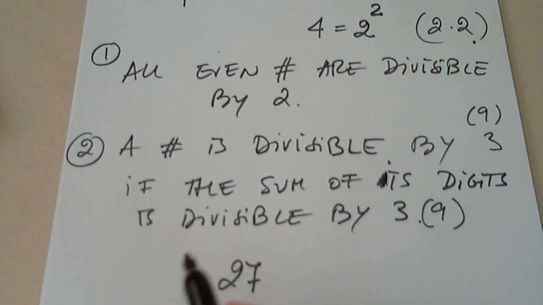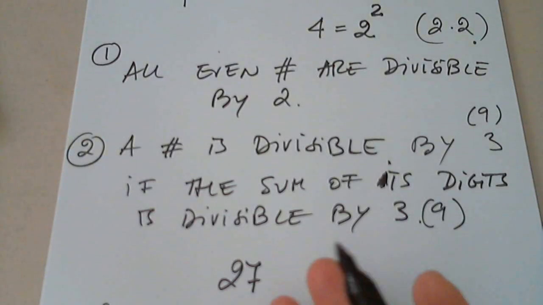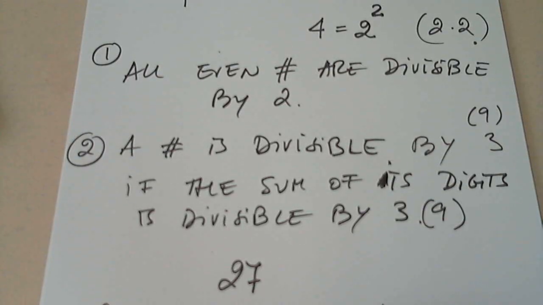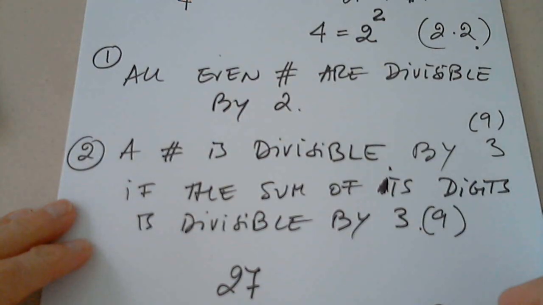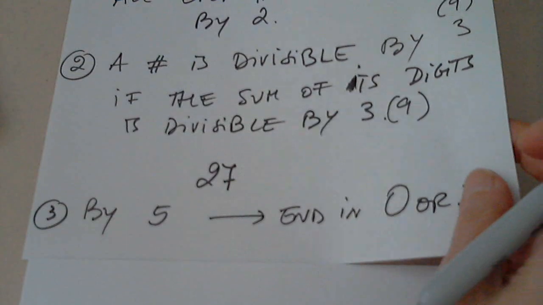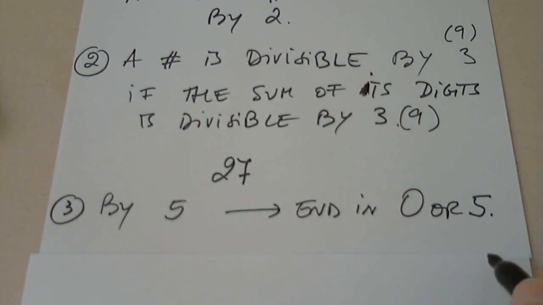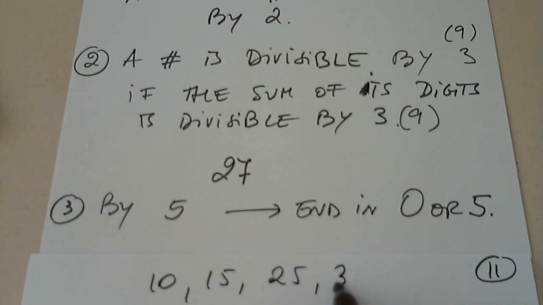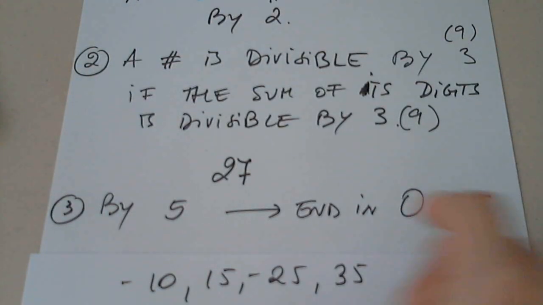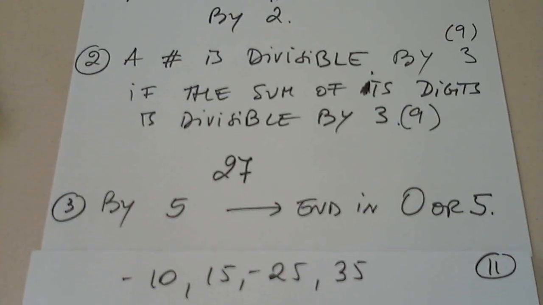Divisibility by 5. A number has to end in 0 or 5. Any number that ends in 0 or 5 is divisible by 5. Examples: 10, 15, 25, 35, of course negative as well. All these numbers end in 0 or 5, so they are divisible by 5.